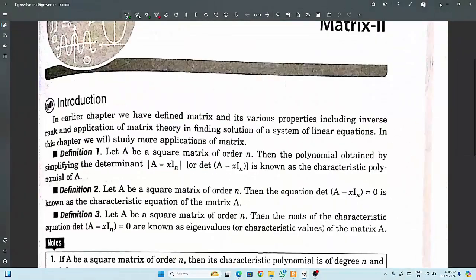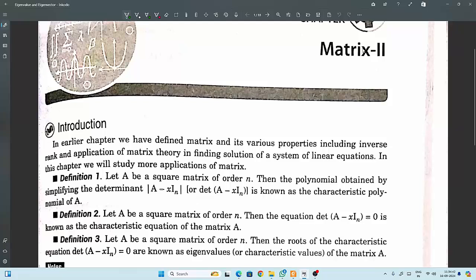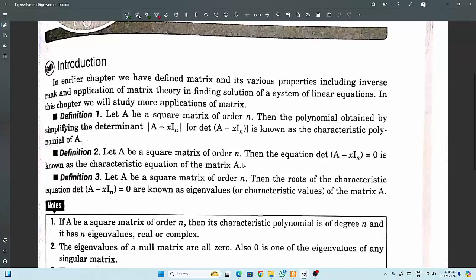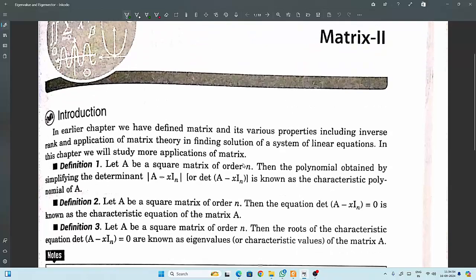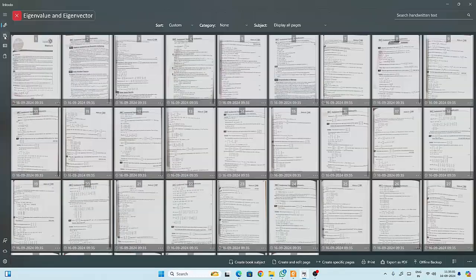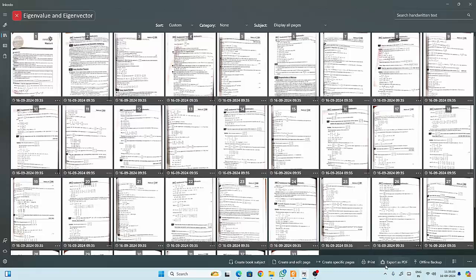Let's start with the next topic, which is matrix 2. Here I am not writing, I will just write the necessary part because everything is written here and it will be helpful for all of you. So first of all, this is the chapter where we will discuss eigenvalues and eigenvectors. These have a very important role in many mathematical fields, and also the physical fields, where the zero space occurs.